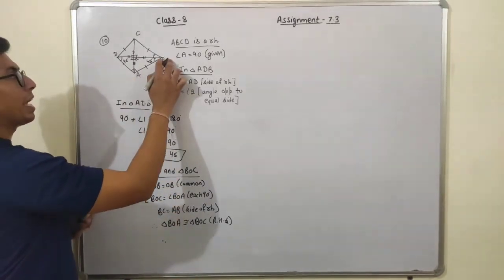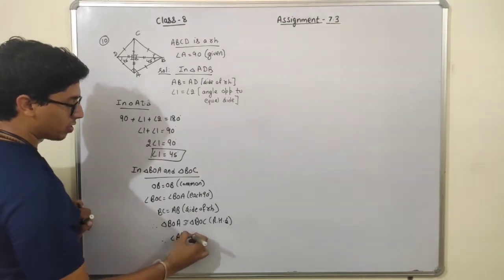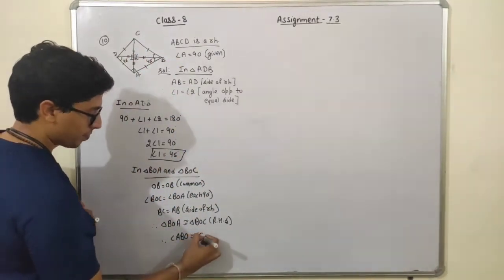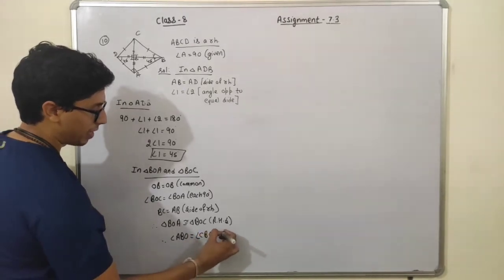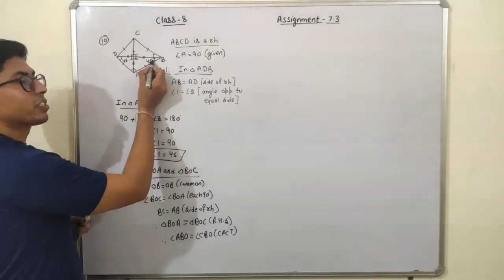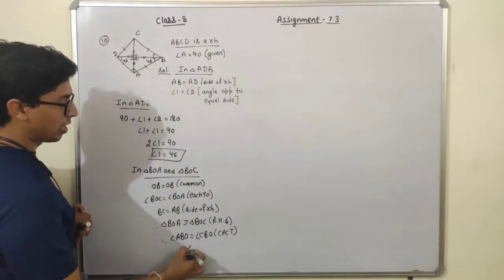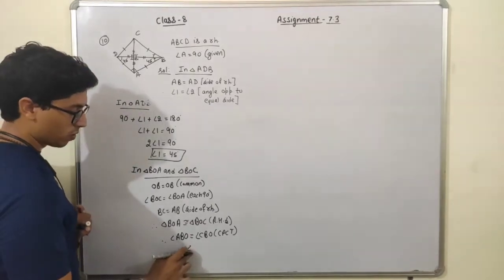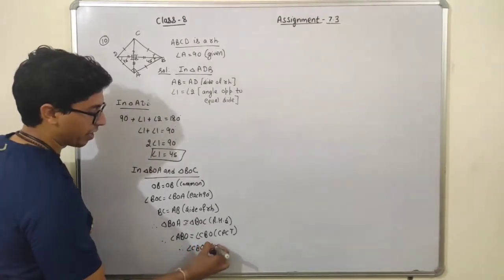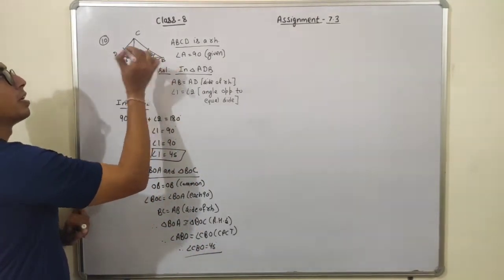Therefore, angle ABO is equal to angle CBO by CPCT. Okay. Now, students, this triangle is 45, so this will be 45. Therefore, angle CBO is 45 degrees. So now, students, this is 45.